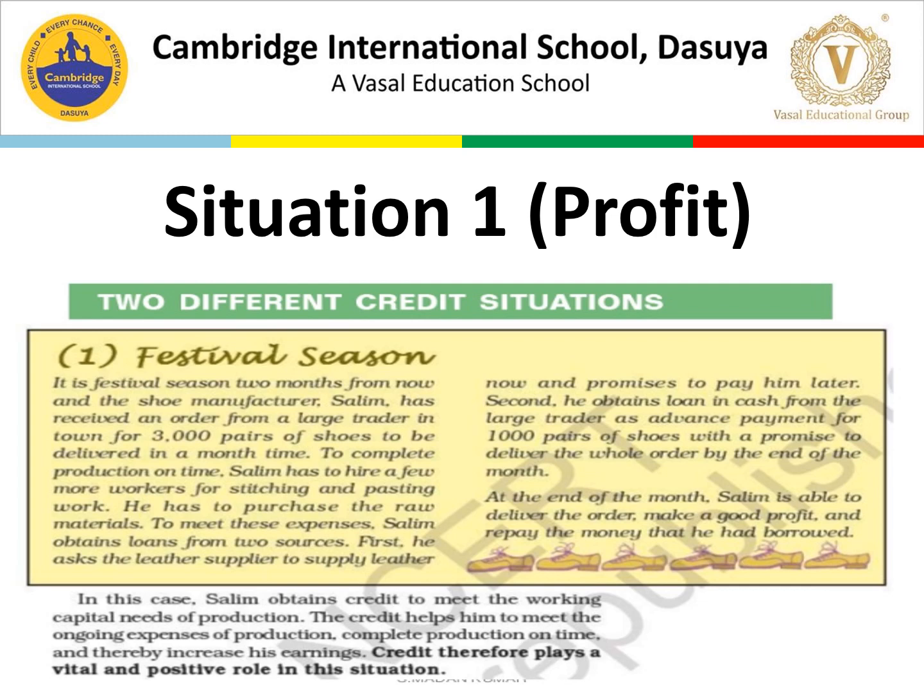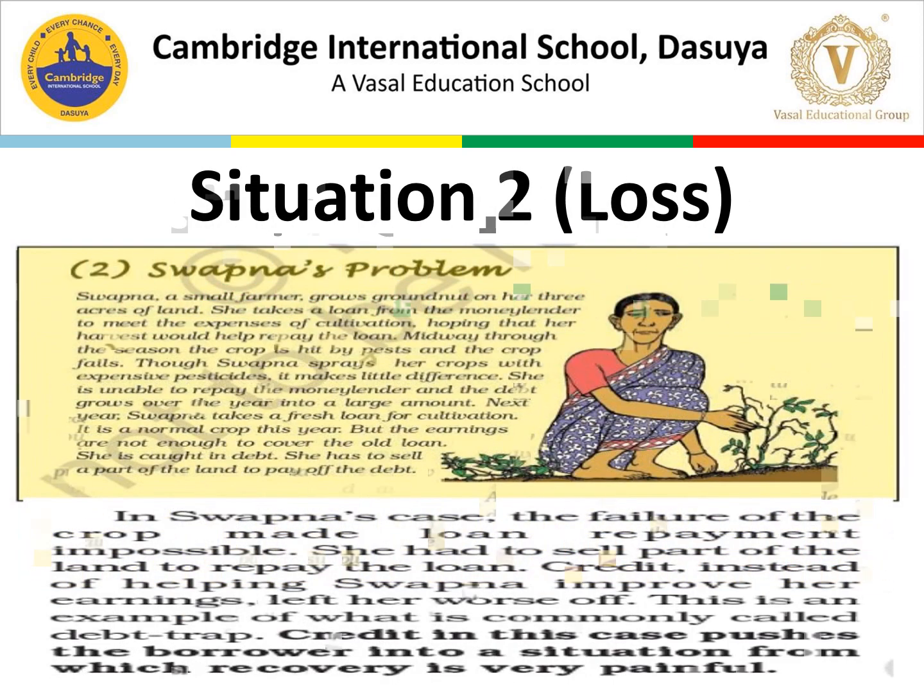So in this point, we can see credit has played a very good role and the situation of the person has improved. His lifestyle has improved with this kind of help given with the help of credit. So next situation now, let's move. So the situation 2, loss.